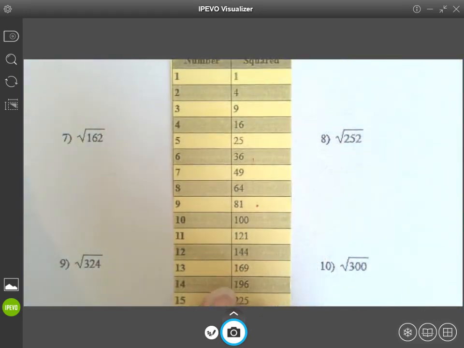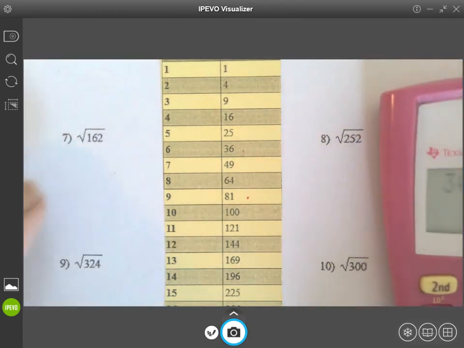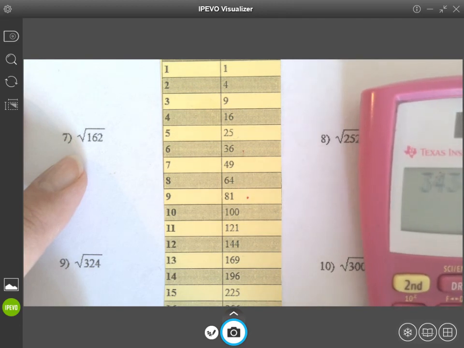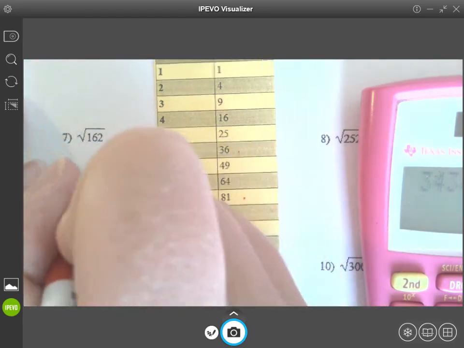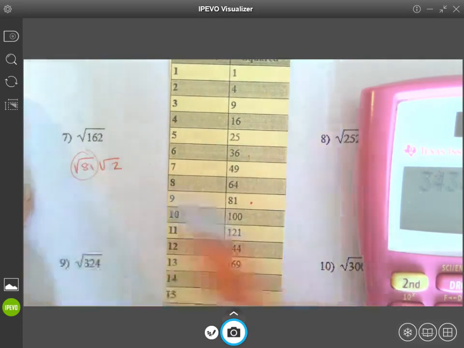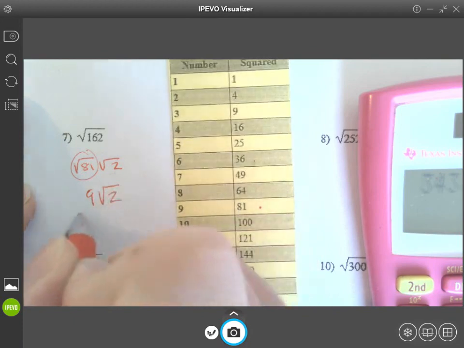What's half of 162? 35. Yeah, I'm going to say half of 162 is not 35. Half of 162 is 81, which happens to be a perfect square. If it wasn't 81, we would try everything below it. So square root 81, square root 2. What is the square root of 81? So you keep the 9 and then square root of 2.